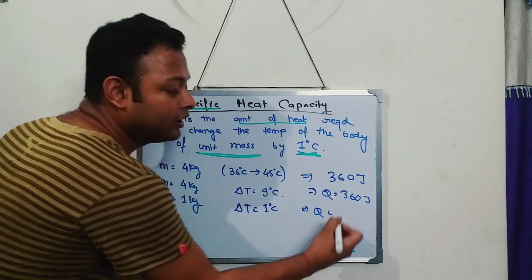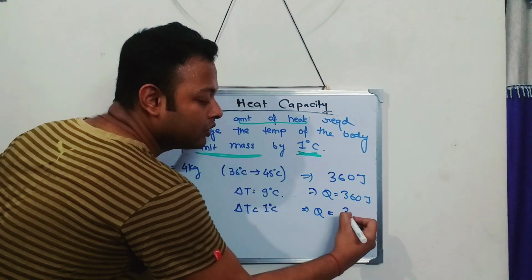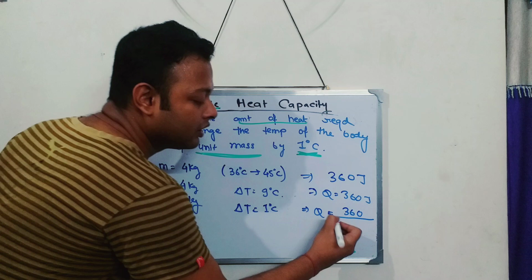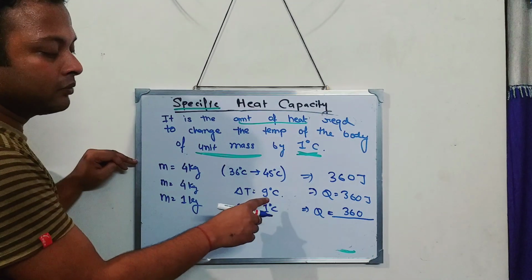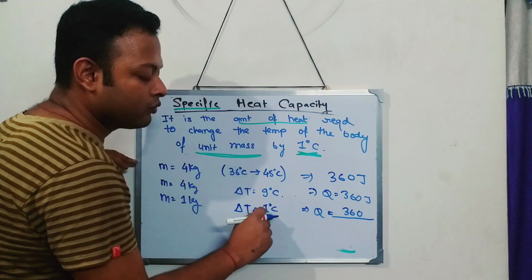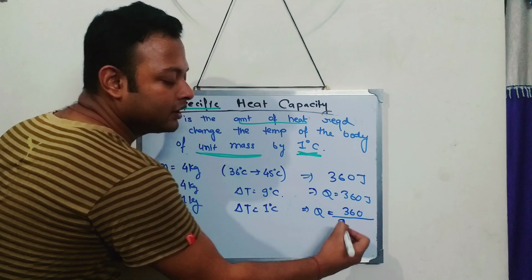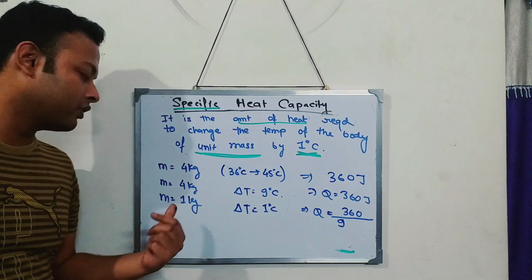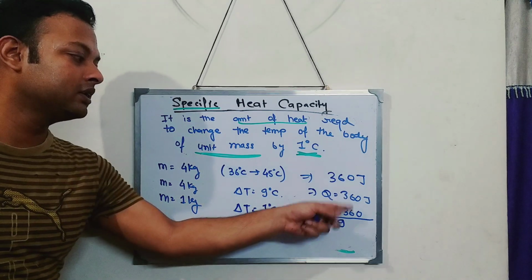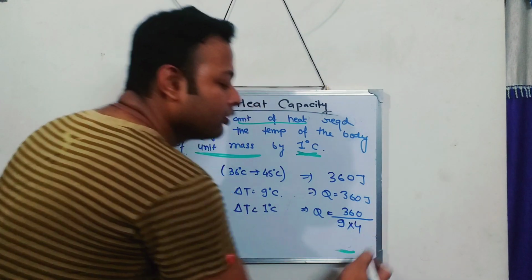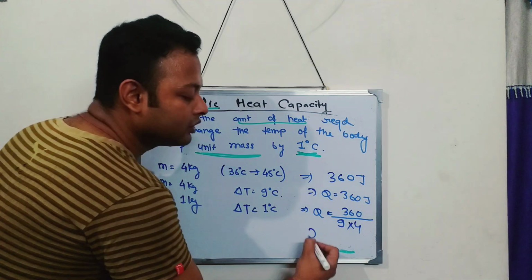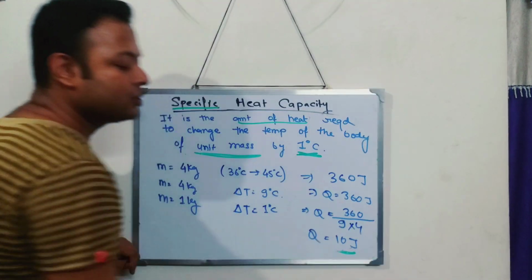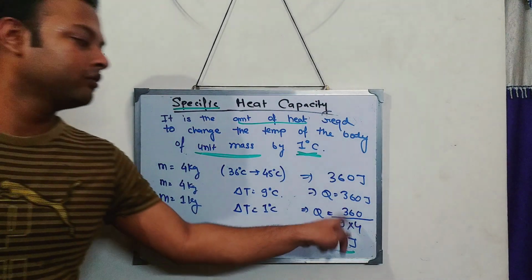Then you calculate the heat. So the amount of heat required will be how much? 360. Now see, use unitary method. For 9 degree it is 360. So for 1 degree how much? 360 by 9. Again use, for 4 kg it is 360. So for 1 kg will be how much? 360 by 4. And solve this thing. It is how much? 10 joule. If you solve this, it becomes 10 joule.